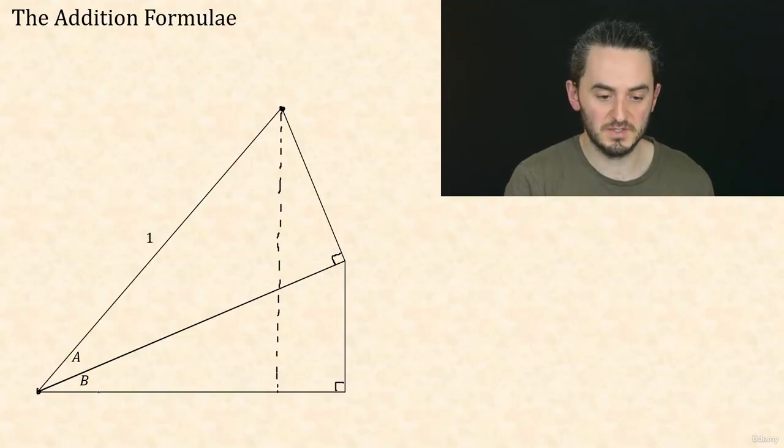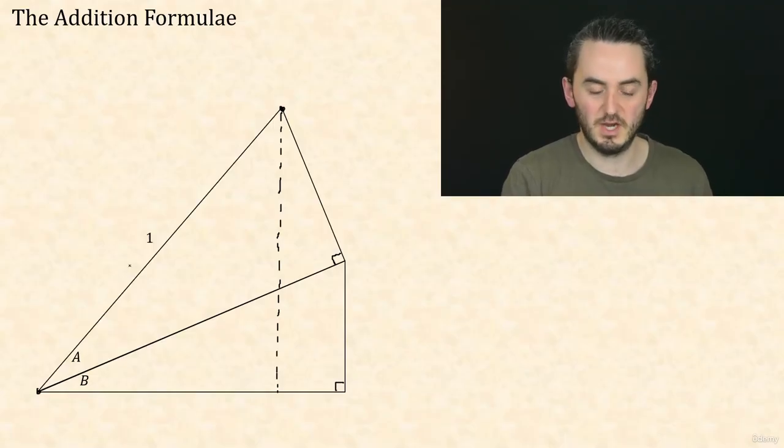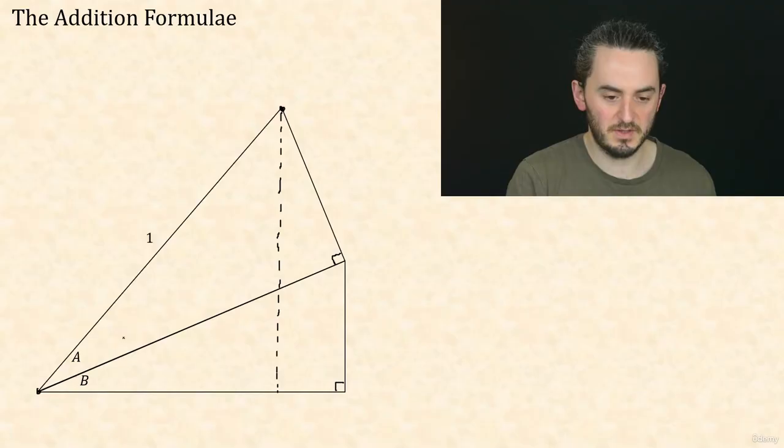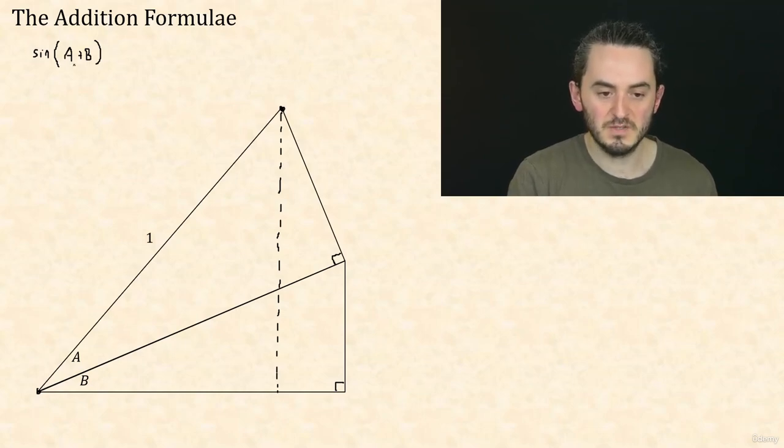The first thing we can do is recognize that its y coordinate here is just 1 times sine of a plus b, which is just sine of a plus b. The reason is, if we think about this large triangle here, sine of the angle, and the angle is a plus b, sine of a plus b is the opposite over the hypotenuse. The opposite is this height here, and the hypotenuse is just 1.